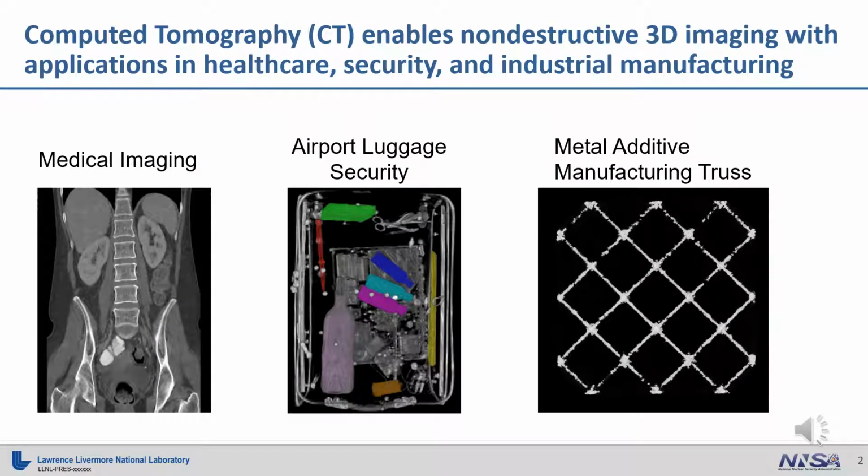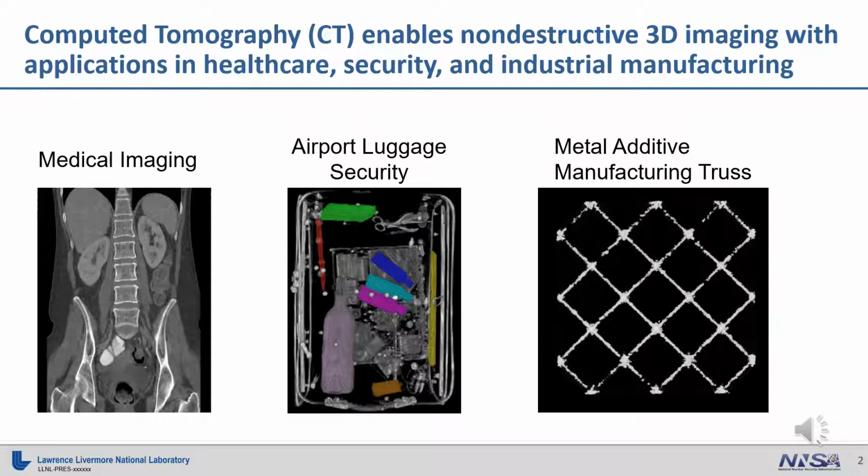So the toolbox has a lot of different applications in computed tomography, or CT as I'll call it. And CT enables non-destructive or non-invasive, as they say in medical imaging, 3D imaging with applications in healthcare, security, and industrial imaging. Probably the one that people are most aware of is medical imaging. Sometimes people know this as a CAT scan. These exist at pretty much every hospital, at least in the United States, and it has virtually eliminated exploratory surgery.